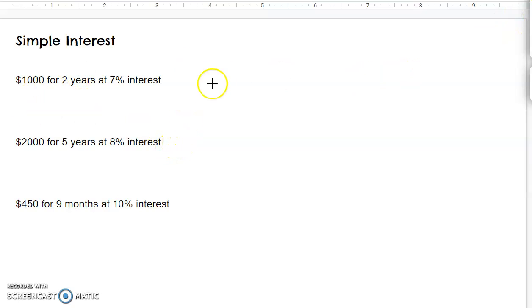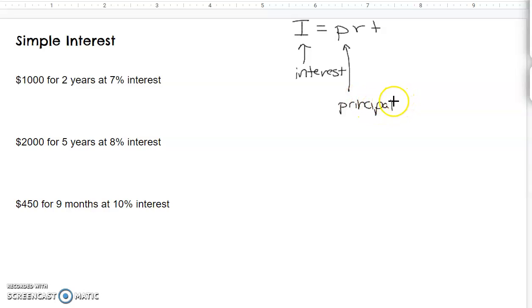So let's look at simple interest. The formula would be I equals PRT. I stands for, obviously, the interest. P stands for the principal. So that would be the principal amount that I borrow or I put into a savings account.